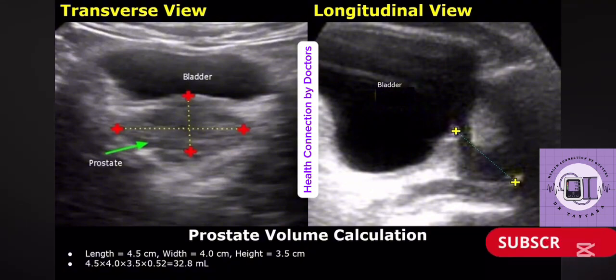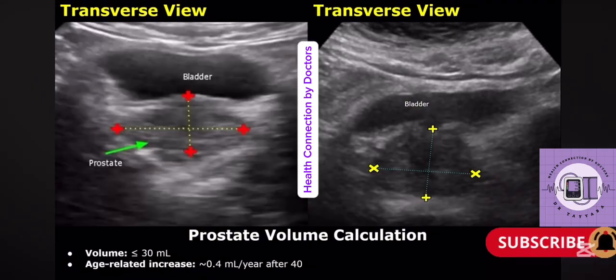In adult males, the normal prostate volume is usually less than 30 ml. Prostate weight is approximately equal to the volume in grams. After the age of 40, prostate volume increases by approximately 0.44 ml per year. Volumes above the normal range are commonly associated with benign prostatic hyperplasia, particularly in symptomatic patients.